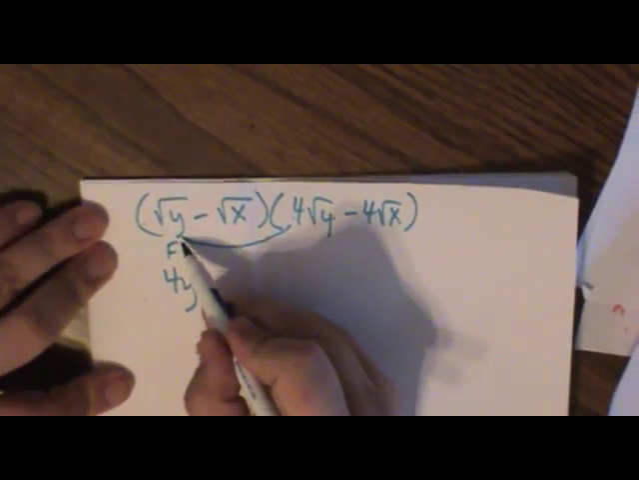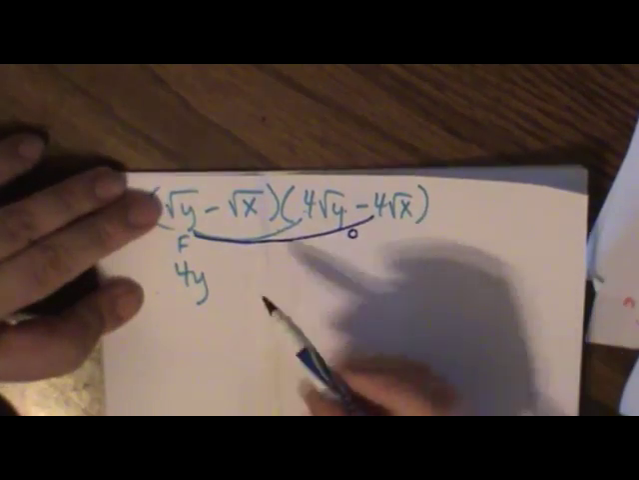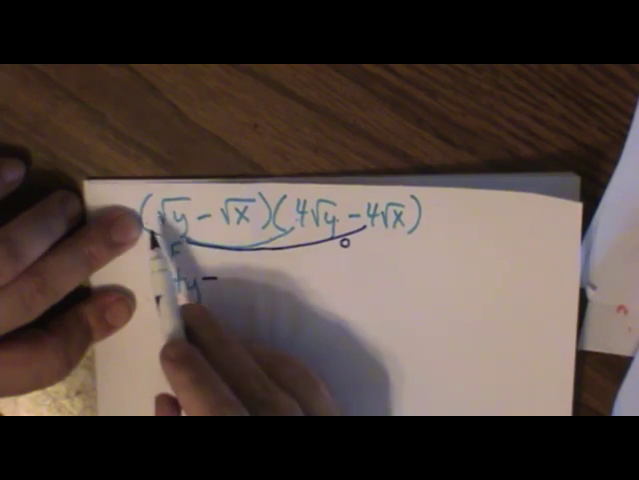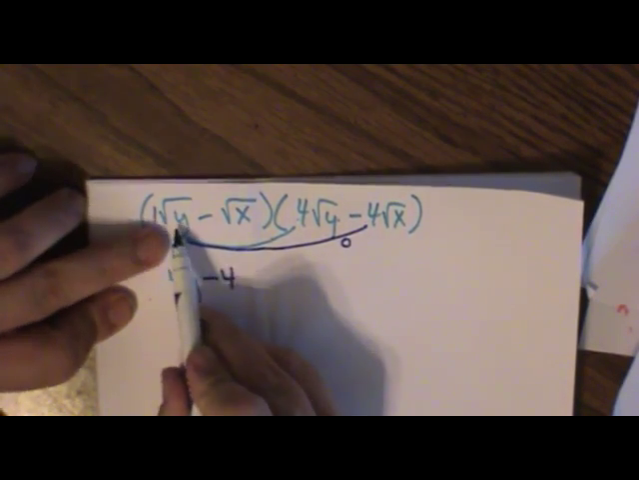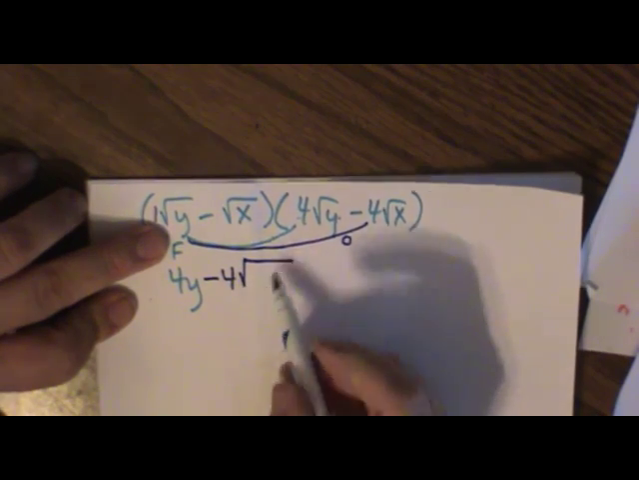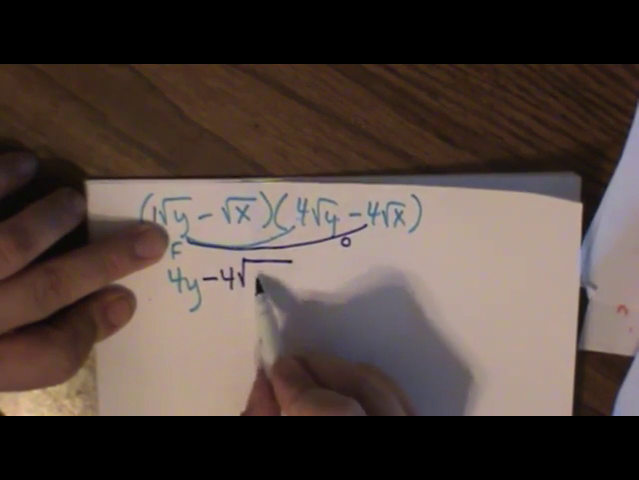Now we're going to do the O part. So we have positive times negative, which is negative. 1 times 4 is 4. Then inside the radical, we have x and y.